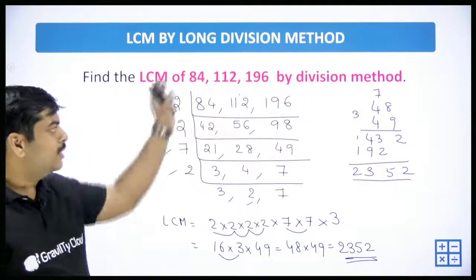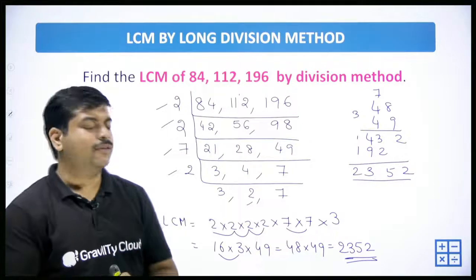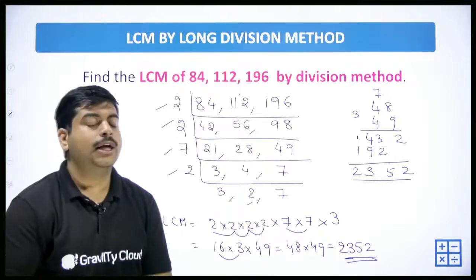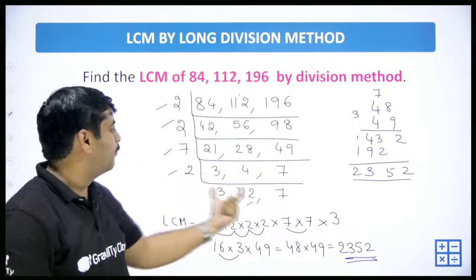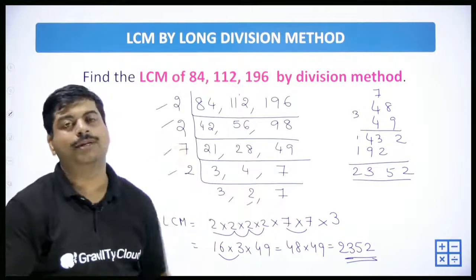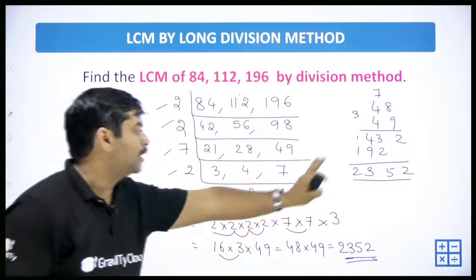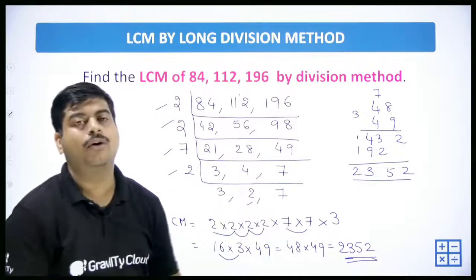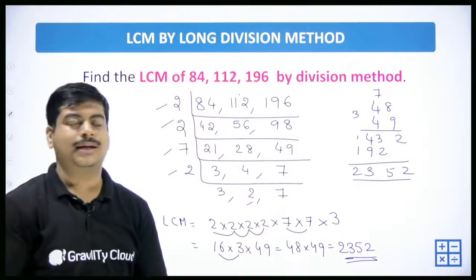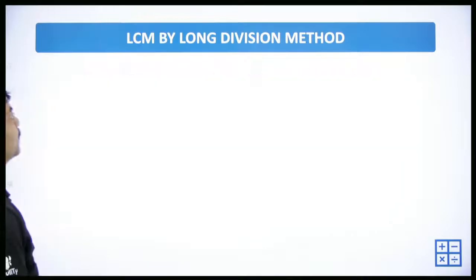Okay, so this is how you can go with the division method and you can find the LCM. You need to bring all the common factors only in prime numbers, not in any other numbers. Multiplication of all these will give you 2, 3, 5, 2. That will be the LCM of all these numbers. Correct? So let's move forward for the next one.